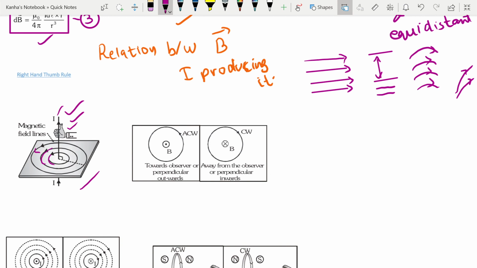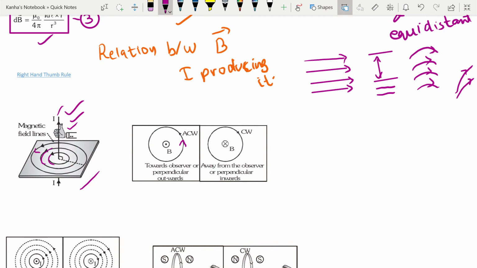Here also, imagine that you're placing your thumb on the wire. So for example, I'm placing my thumb on the wire and my thumb is in this direction. So my thumb is always in the direction of the current. Okay. And when I curl my fingers around it, it gives me the direction of the magnetic field lines that are there.